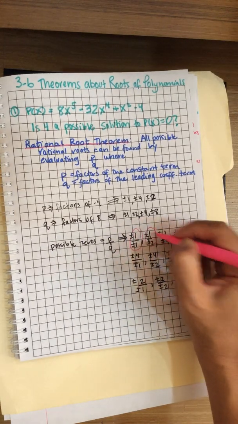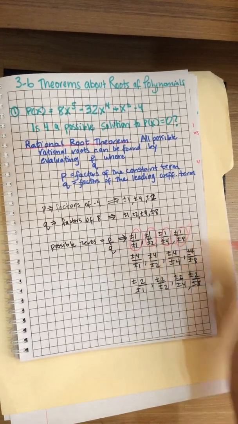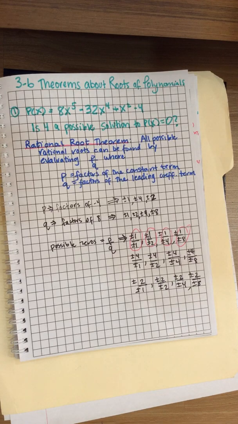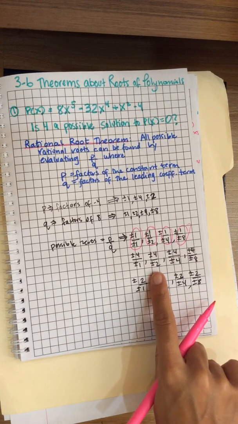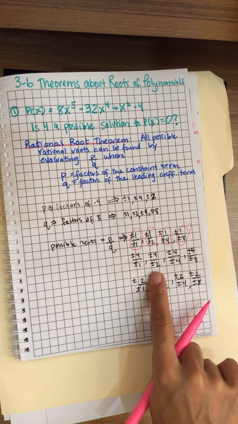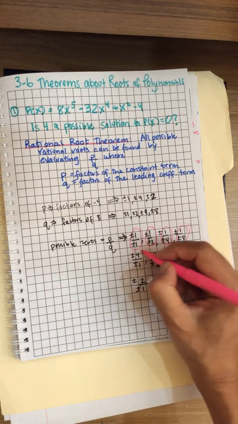So 1, 1 over 2, 1 over 4, and 1 over 8, all positive and negatives. I look here, 4 over 1, that's a unique one.